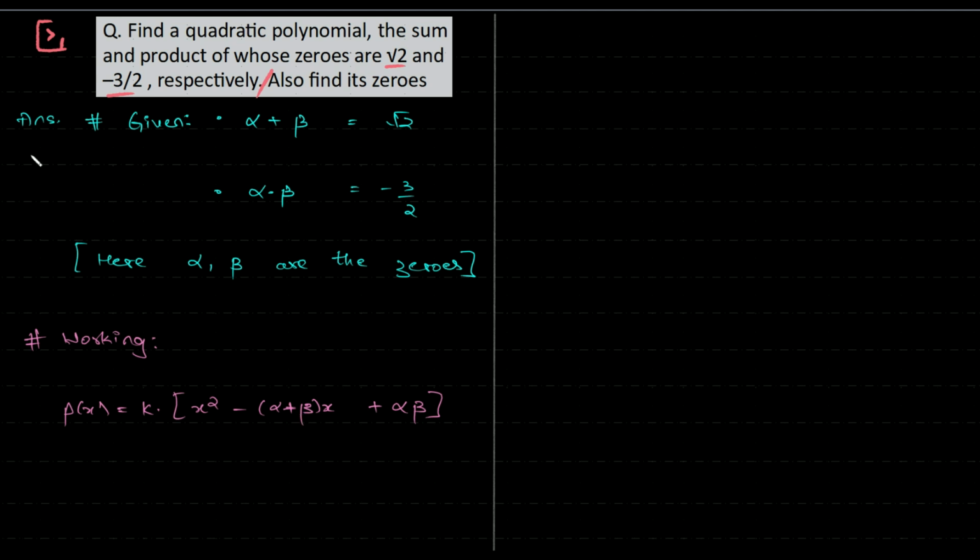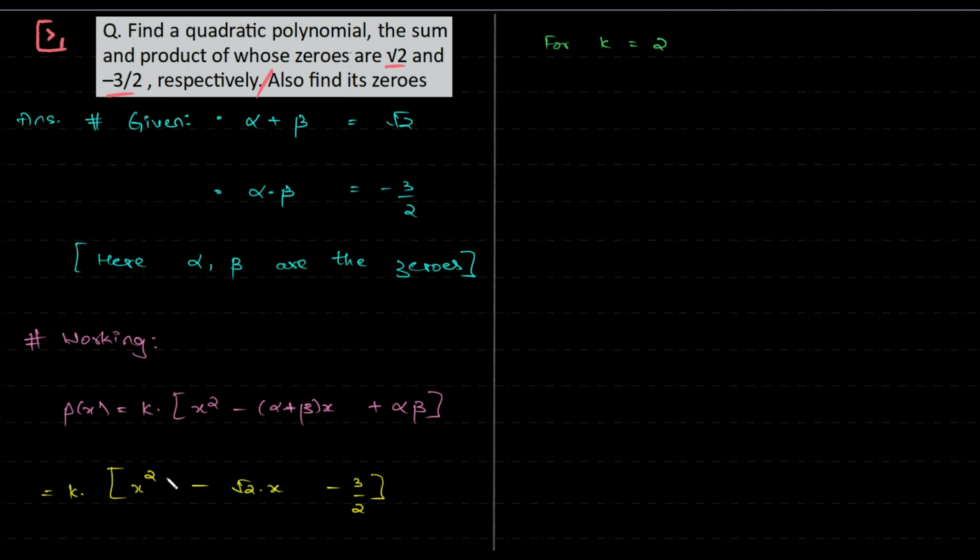Next, moving on, we have k times x square minus of alpha plus beta, which is root 2, x, and alpha into beta is minus 3 by 2. So that would be your expression. That's it. We also have to find the zeros. So what to do? See, k is any real number.